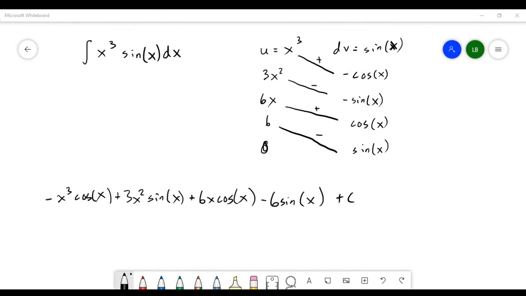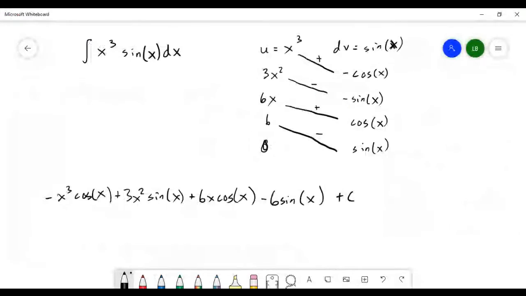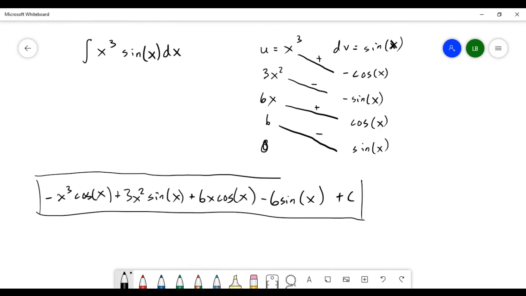Yeah, it looks like you were just going straight across, but it used to be going diagonally. But you were close, so just got to be careful. That would be our answer. Any questions?